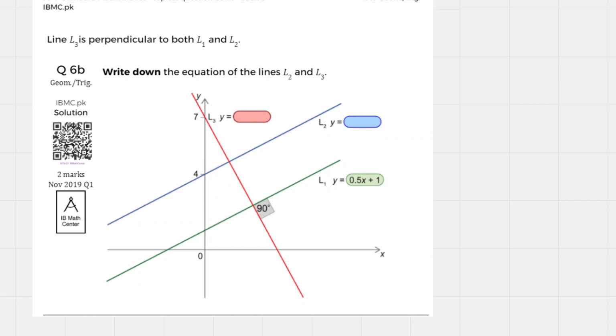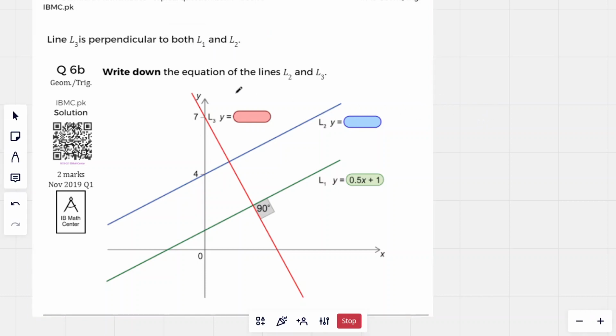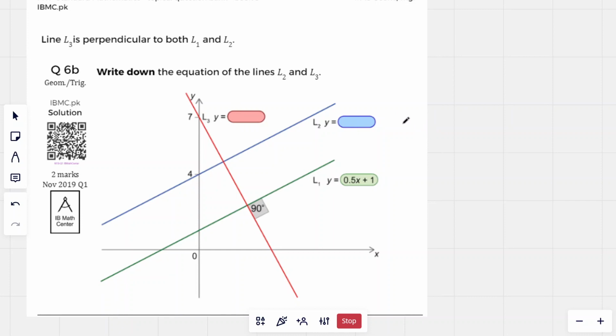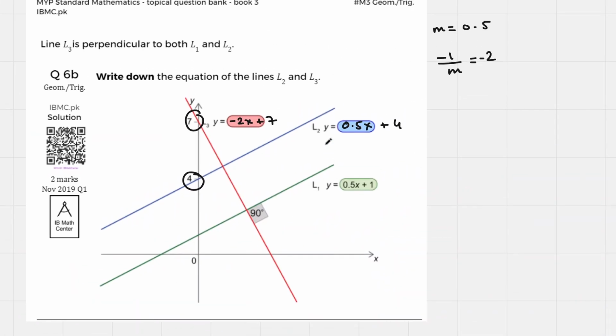This is question number 6, part B of the trigonometry and geometry booklet. The answer to this question is: the equation of the red line is y equals negative 2x plus 7, and the equation of the blue line is y equals 0.5x plus 4. Write that down neatly.